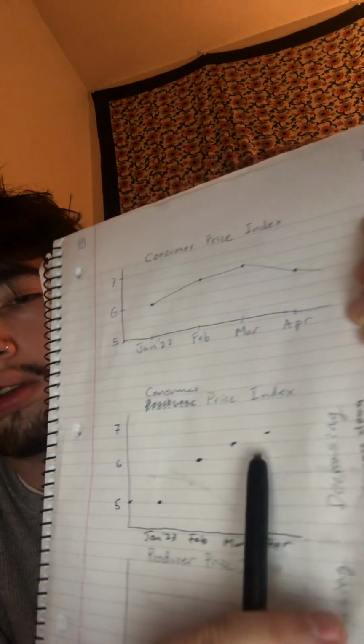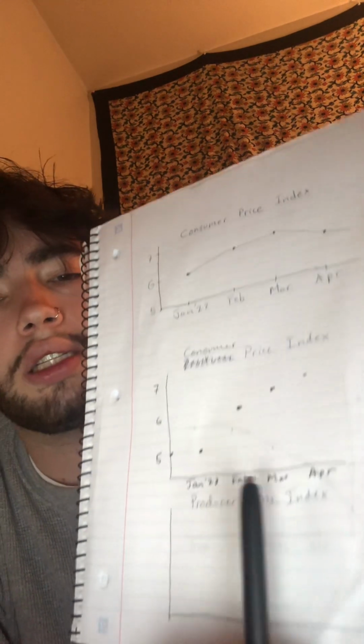So January, it started at, let's say, 5. And February it was going to 6. But then we went to March and we were at 6.3. In April we were at 6.5. So see, these are the dots on our CPI. It's going to be referencing January 2023.